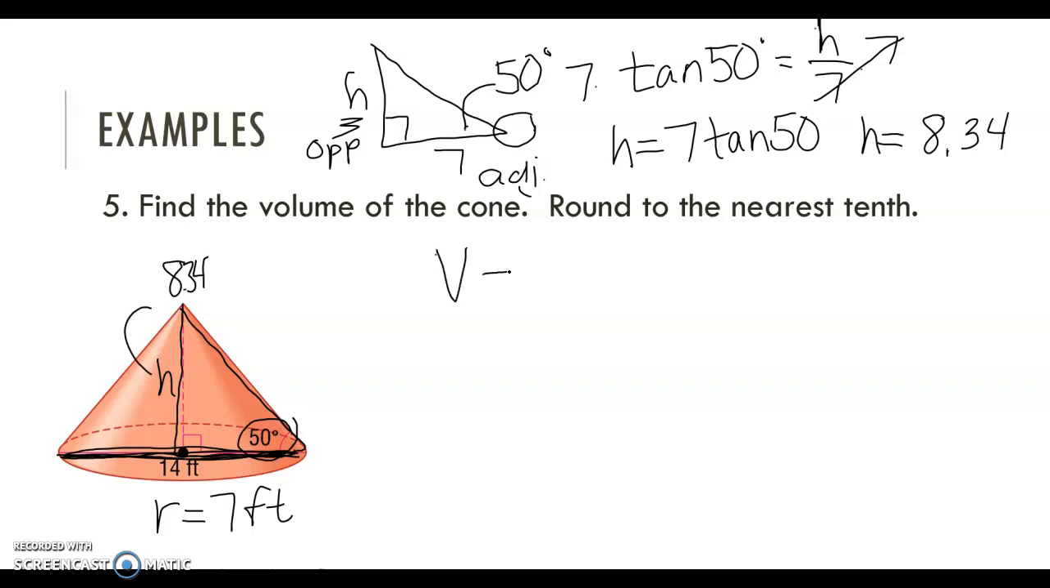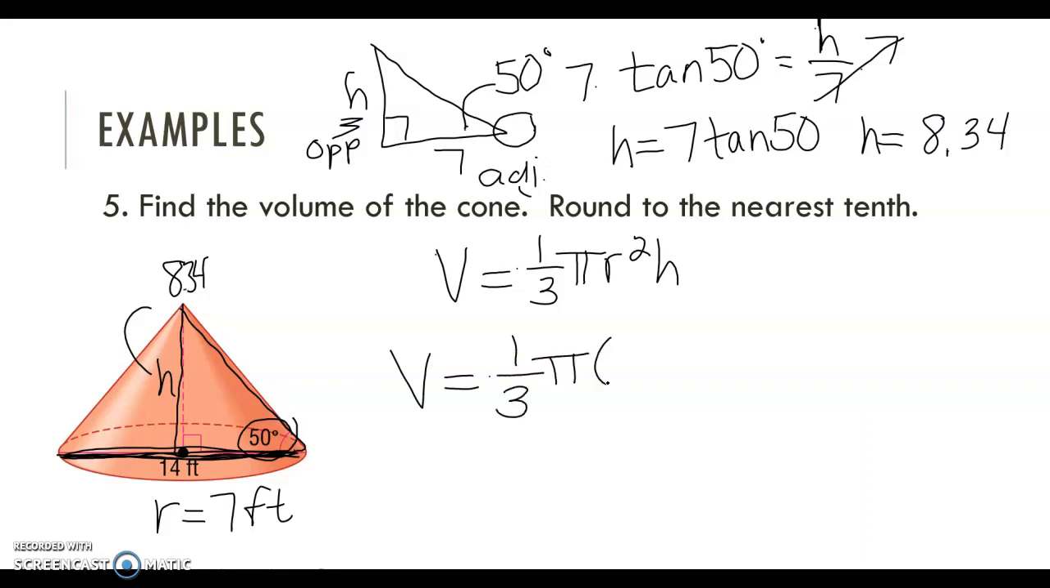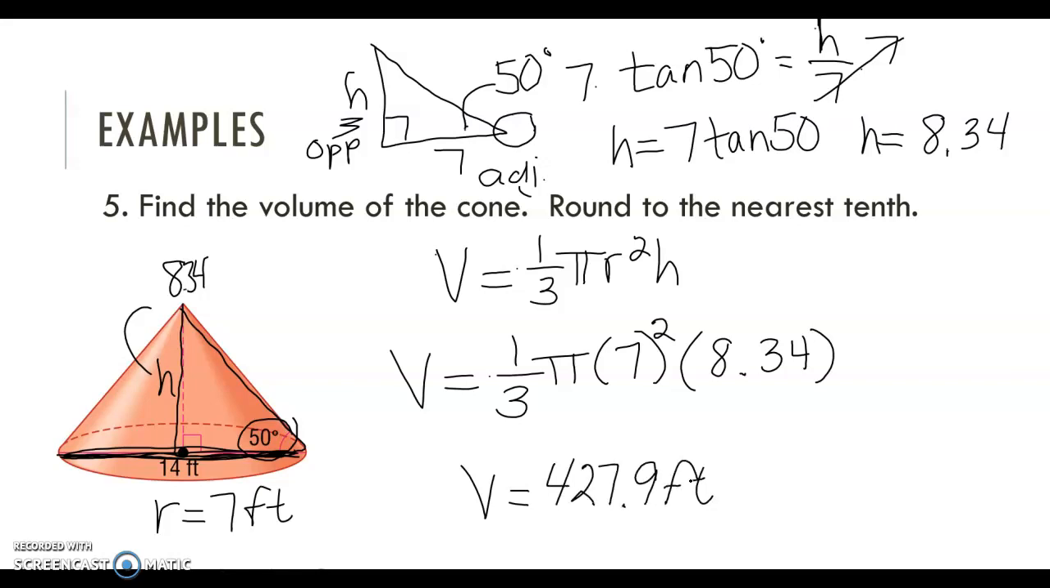Okay, so the volume is 1/3 pi r squared h, 1/3 times pi, the radius was 7 squared, and the height that we just found, 8.34. Multiply that all together, you should get a final volume of 427.9 cubic feet. And that is all for the surface area and volume of cones.